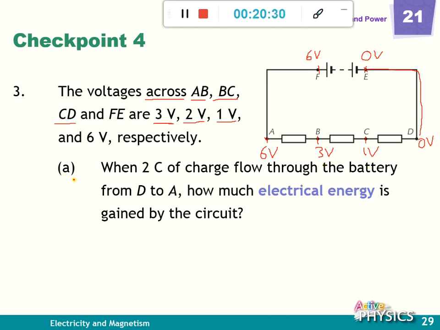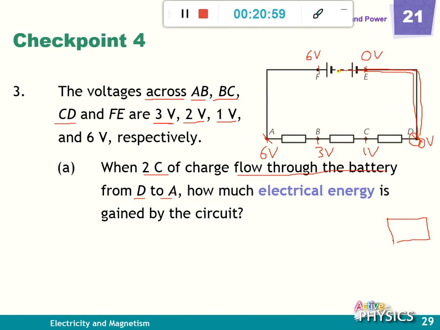Now, look at the question, part A. When 2 coulomb of charge flow through the battery from D to A, look at this diagram. From D to A, and also flow through the battery. From D to A, it means that D will be like an empty lorry without anything, and then this one will go to E without any energy.